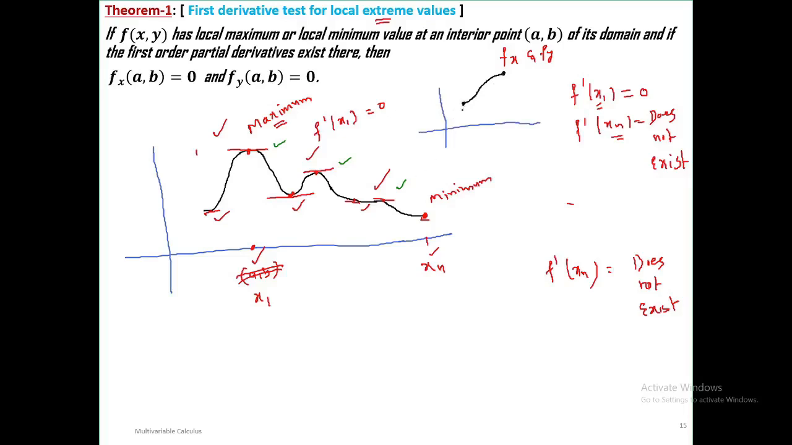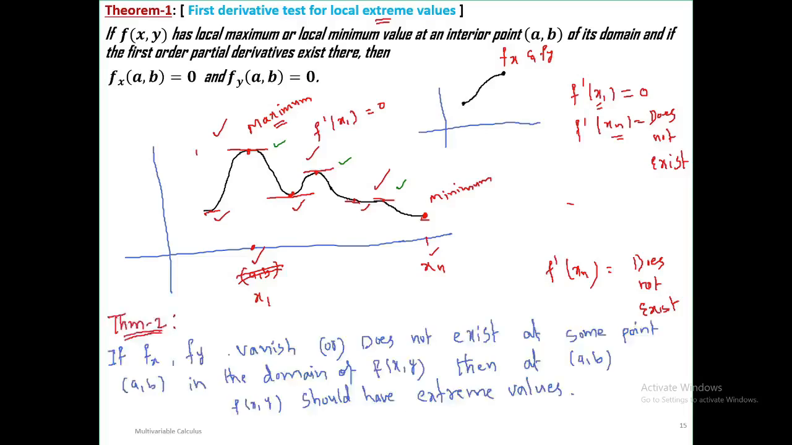So therefore, theorem number 2 now. Look at this theorem, theorem number 2. If fx, fy vanish, meaning equal to 0, that means the derivative with respect to x and the derivative with respect to y vanish or do not exist at some point a comma b in the domain of f of x comma y, then at that point a comma b, f of x comma y should have extreme values. Extreme values means f of x comma y should have either a maximum or minimum value.